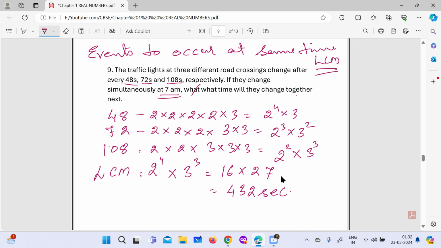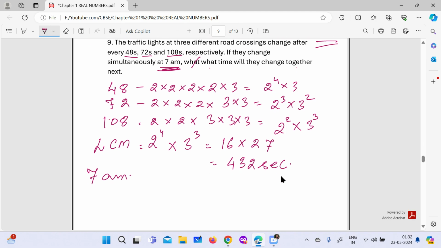Okay, now what is the question? If they change simultaneously at 7 a.m., they are changing the colors at 7 a.m. Now at what time will they change together? You have to tell the time. So we will divide 432 seconds by 60 to convert it into minutes. So 432 divided by 60.